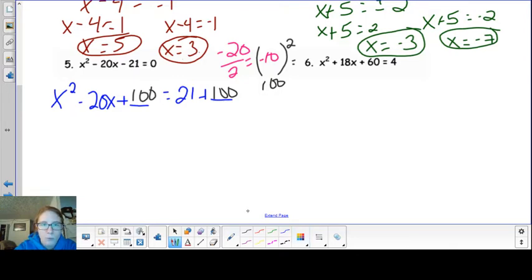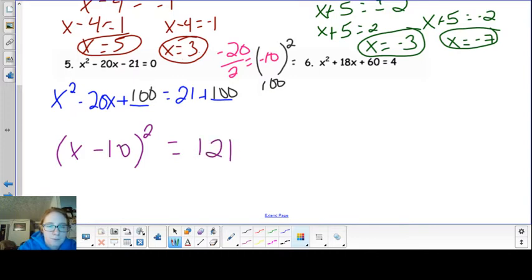So what next? Yay, parentheses. Something squared. X minus 10. And 121. What do we do now? Correct. You're going to square root both sides.